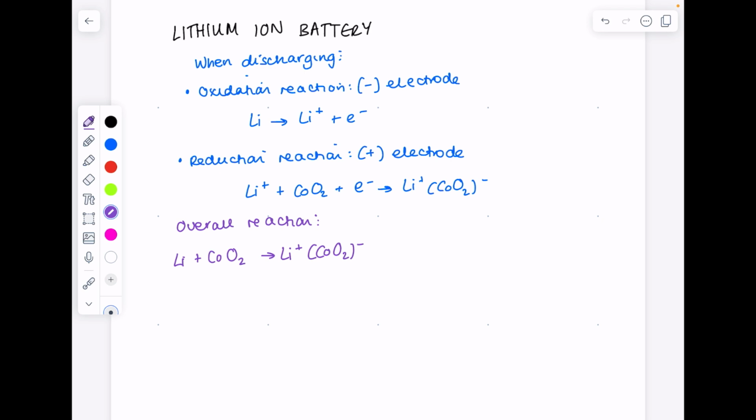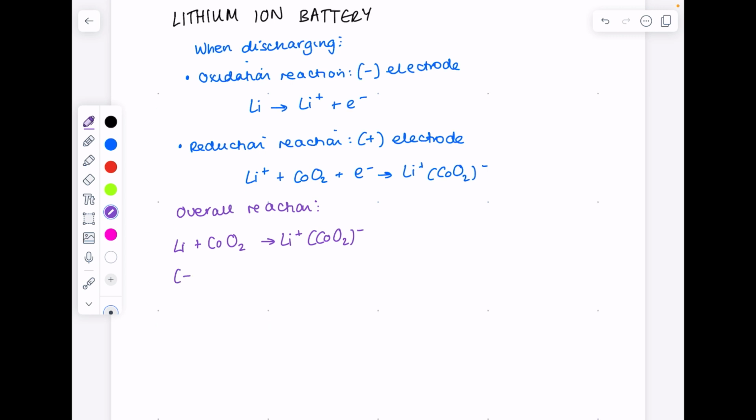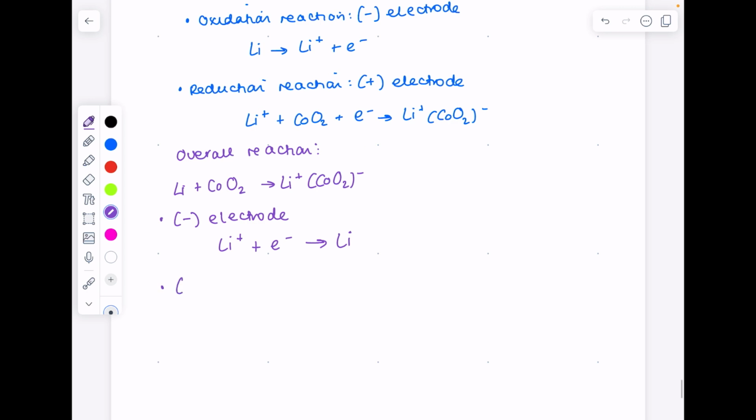Now when a current is applied, so we know that the battery is recharging, as you'd expect the reactions reverse. So at the negative electrode, let's reverse that reaction and make it reduction. At the positive electrode, let's make it oxidation.